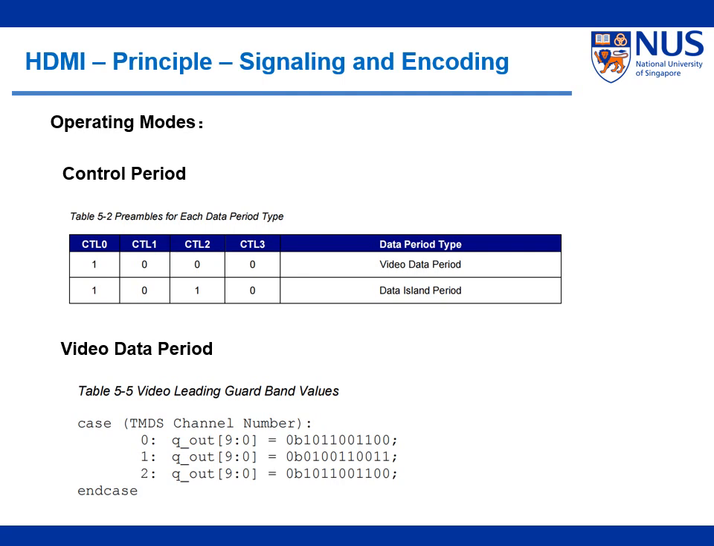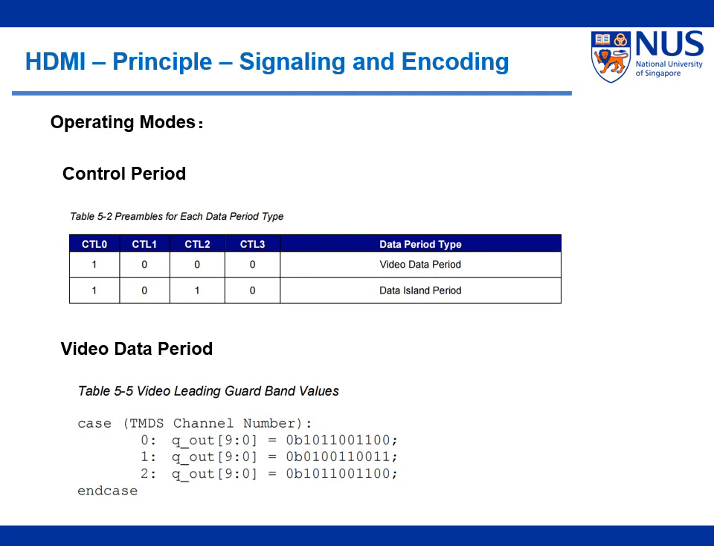Immediately preceding each video data period or data island period is the preamble. This is a sequence of 8 identical control characters that indicate whether the upcoming data period is a video data period or is a data island. The values of CTL0, 1, 2, and 3 indicate the type of data period that follows. The remaining control signals, HSYNC and VSYNC, may vary during this sequence.